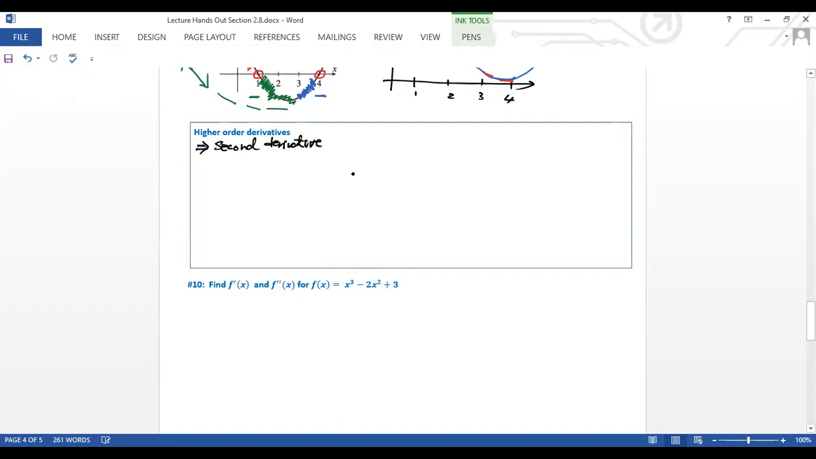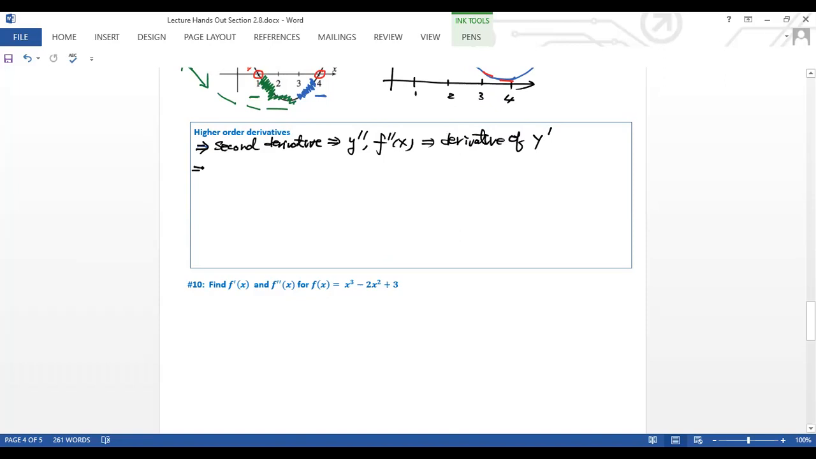We typically use the notation y with double prime. The first derivative we write as just y prime, or f prime of x, and the second derivative is y double prime, or f double prime of x. So the second derivative really is the derivative of what? Of the first derivative.